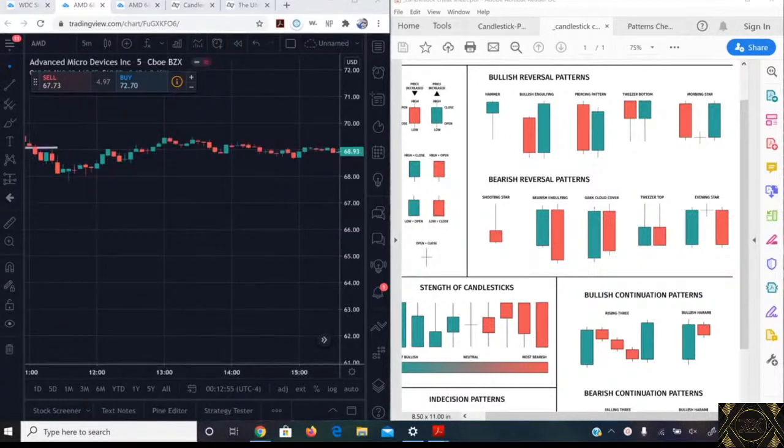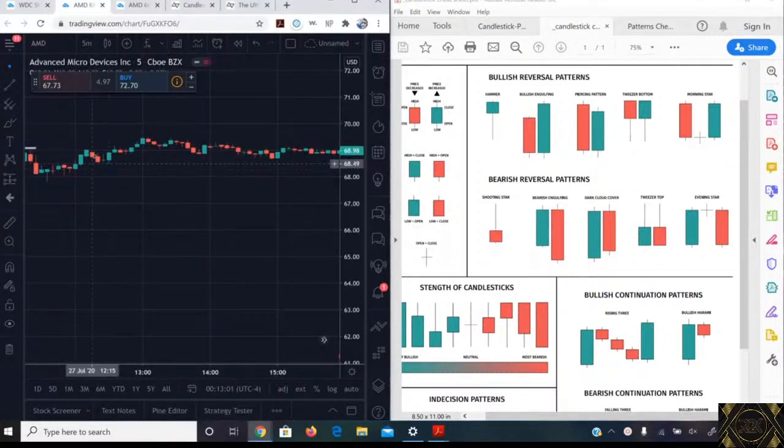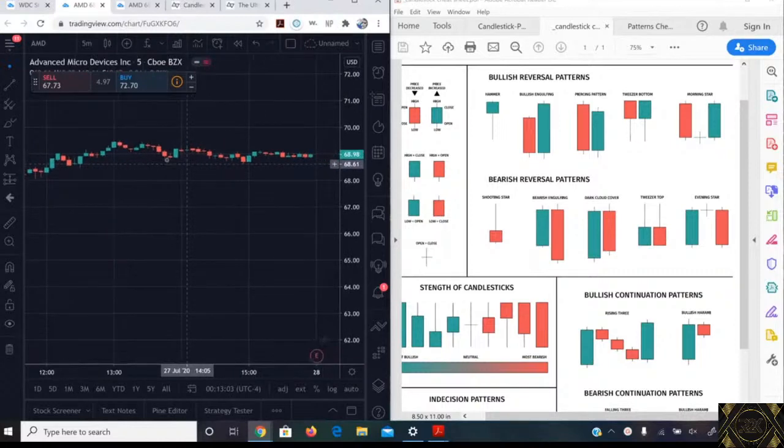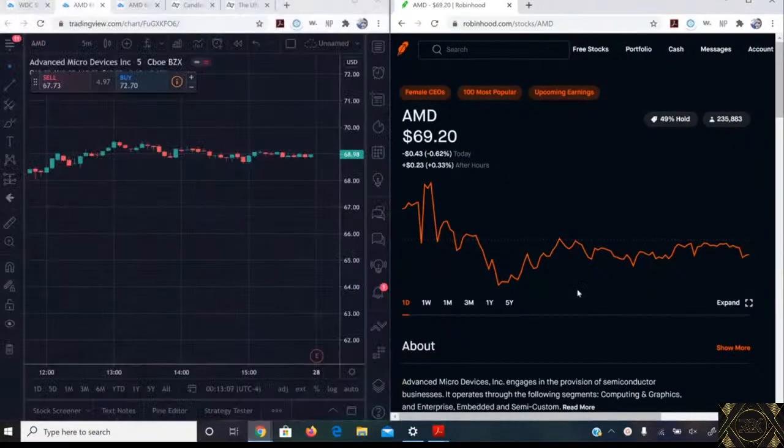So you can see pretty much this is what we had for the rest of the day. We just had these small candlesticks. Judging on the small candlesticks, this is when you don't really want to go in on calls or puts, because this is when you get burned, especially if we look at the Robinhood version of this. You can see that we basically went sideways.